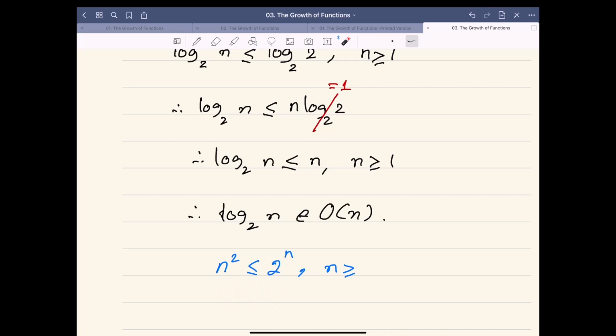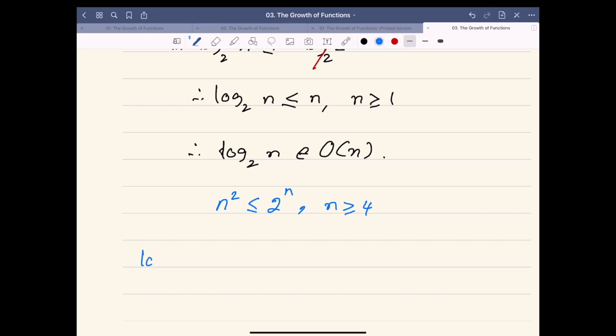But when n is equal to 3, 3 squared is 9, and 2 to the power 3 is 8. So 9 is not less than 8, so n equal to 3 is not correct. Now when we try n equal to 4, we have 4 squared, which is 16, and 2 to the power 4 is 16, so it is correct. And when you try 5, 6, and 7, this inequality will always be true, so we say that n should start from 4.